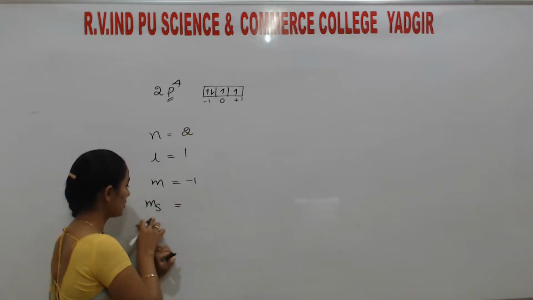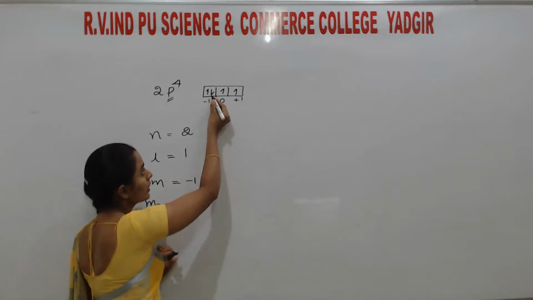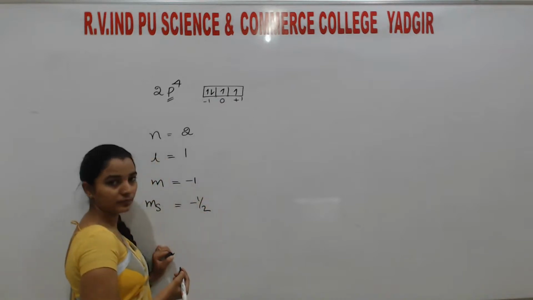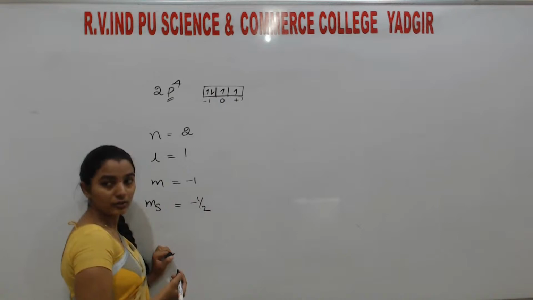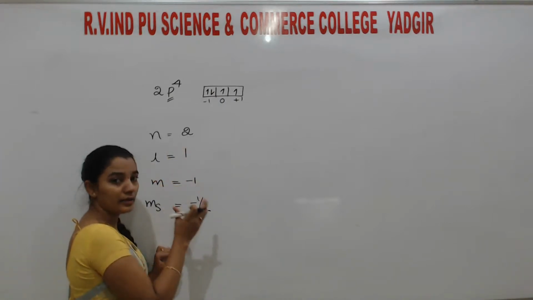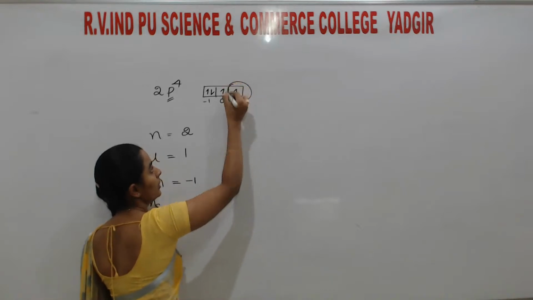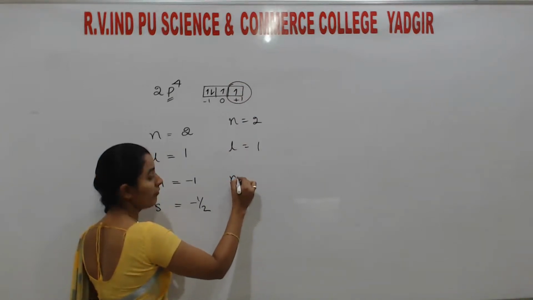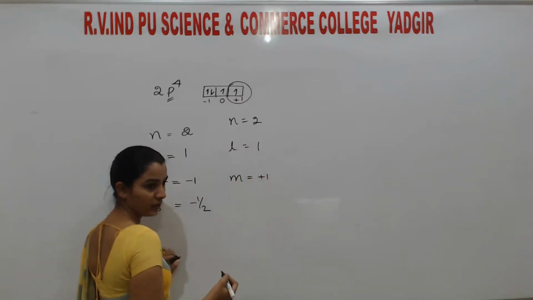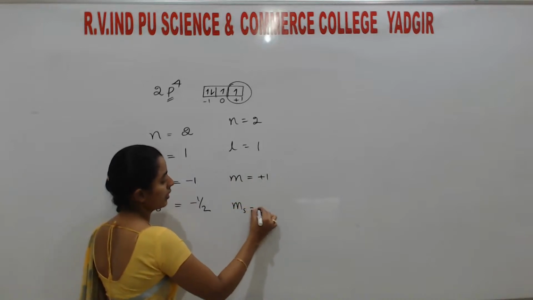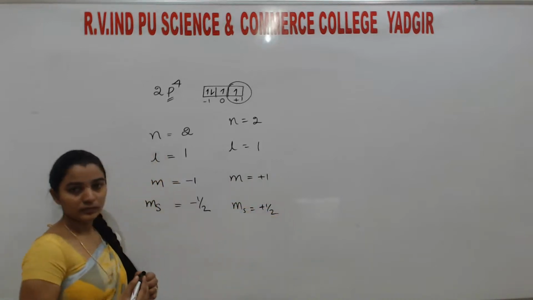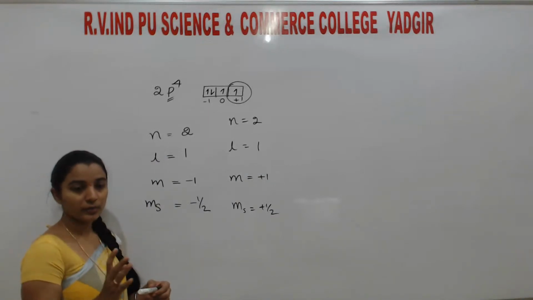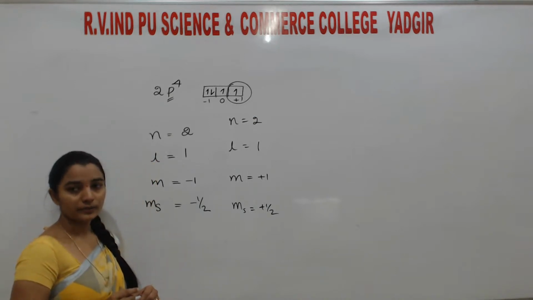Okay? And ms, that is the spin quantum number. So the fourth electron is in opposite spin. So that is -half. Understood? If the same thing is calculated for the third electron, then the n value is 2, same. The L value is 1, that is same, but the m value changes. M value is how much? +1. And the ms value is +half. This is how to find out the different quantum numbers for a particular orbital.